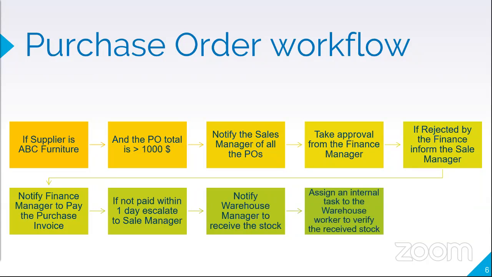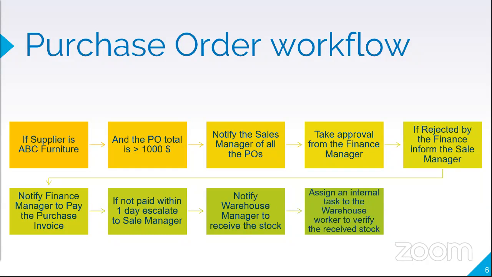What I've said is that if I raise a purchase order to ABC Furniture, and if the PO is greater than $1,000, please notify the sales manager of all POs. The sales manager is my manager who is taking care of raising the purchase orders. Then that needs to be approved, taking the approval from the finance manager. They'll confirm it. They can either accept or reject the order, and we'll go through this in a little bit more detail when we're doing the live demo.